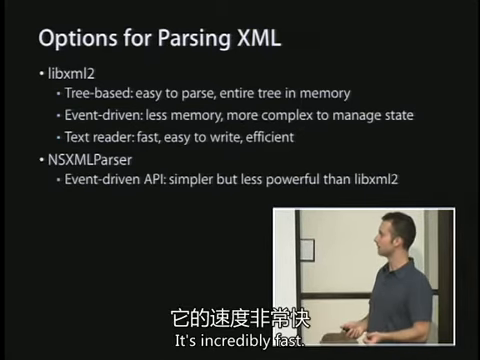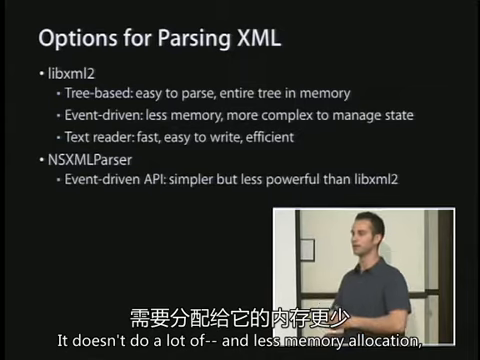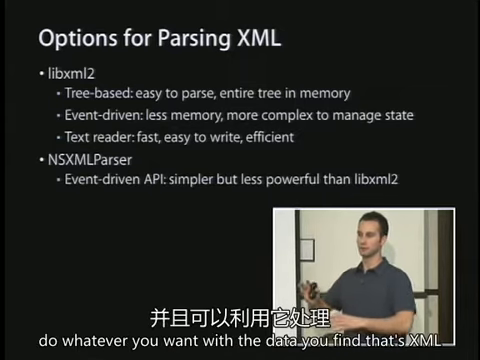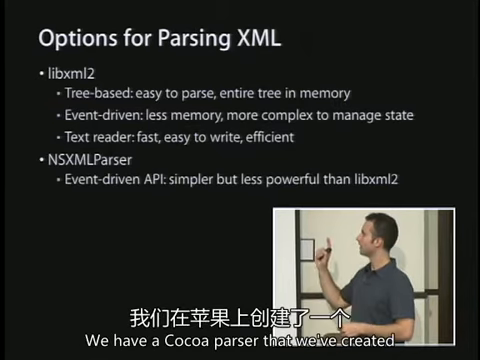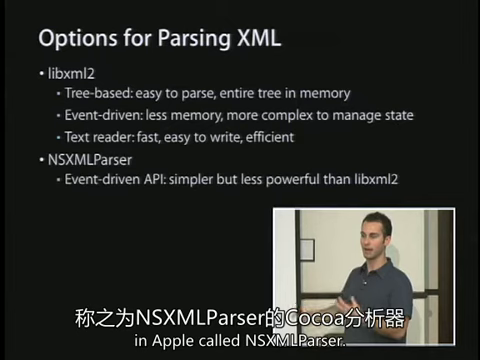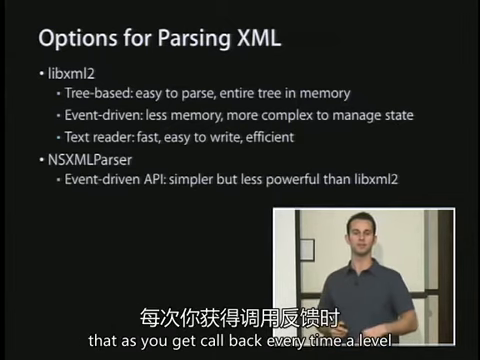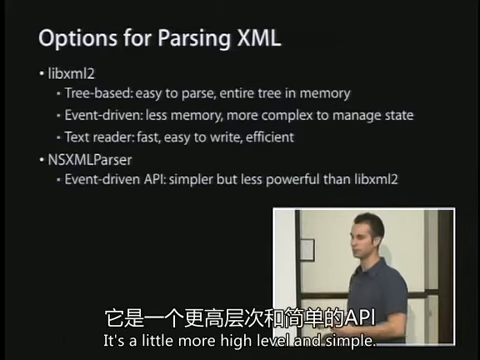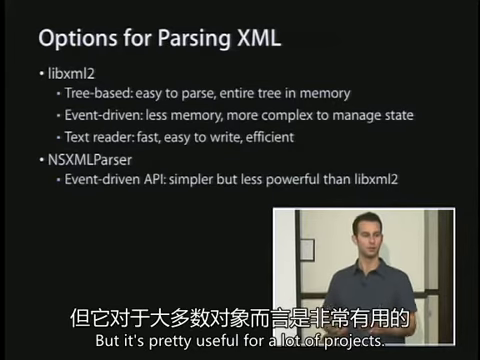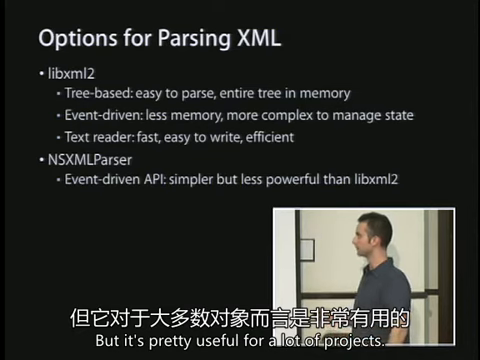It's a C API. It's incredibly fast. It doesn't do a lot of unnecessary memory allocation. And you can, of course, link to it and do whatever you want with the data you find that's XML on the internet. We have a Cocoa parser that we created at Apple called NSXMLParser. Again, it's also event-driven, which is nice. That is, you get a callback every time a level of recursion is processed inside the XML tree. But it doesn't have all the options of libxml2. It's a little more high-level and simple, but it's pretty useful for a lot of projects.